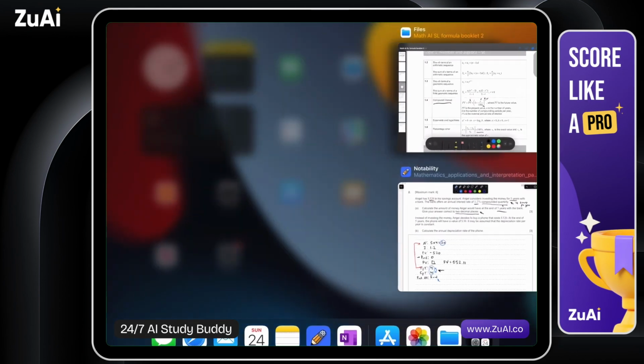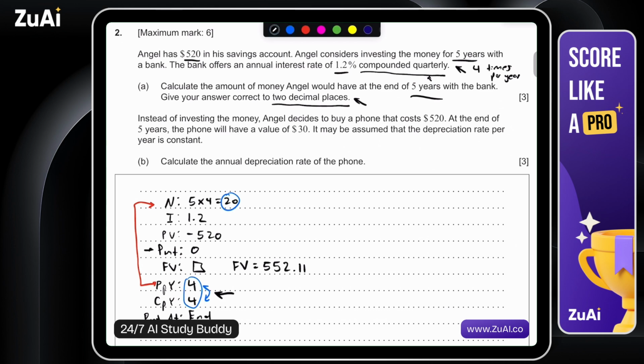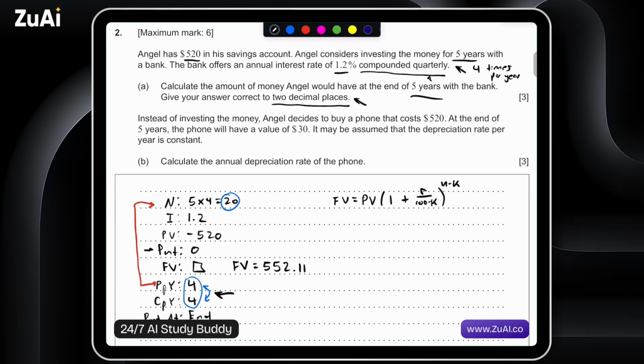So let's write that out. To be honest, I think this is actually the easier way. So here's the alternate method. Final value, present value, 1 plus our interest rate over 100 times compounding periods per year times number of years in the account, again, by compounding. So let's write this out. Here's $520. We're going to multiply this by 1 plus interest rate, 100 times compounding for 4 times a year. It's in for 5 years, and then we'll multiply this by 4 once again for that total of 20 payments, essentially. Okay, let's work this out on the calculator.